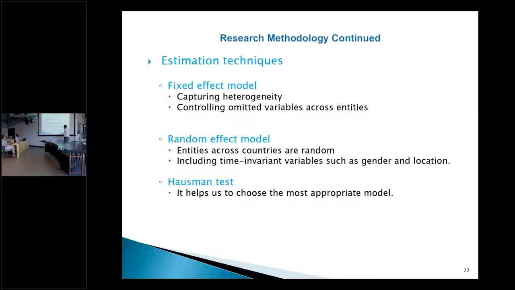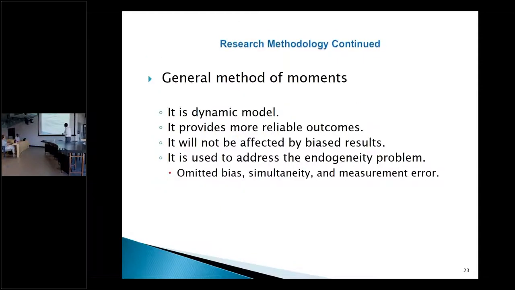The Hausman test tells us which is the best model between the fixed effect and random effect model. The generalized method of moments, referred to as GMM, is the dynamic model, which allows us to know if the previous year affects the current year. It provides more reliable outcomes that will not be affected by bias. It is used to address the problems that the econometric literature fails to handle: omitted variable bias, simultaneity, and measurement errors.